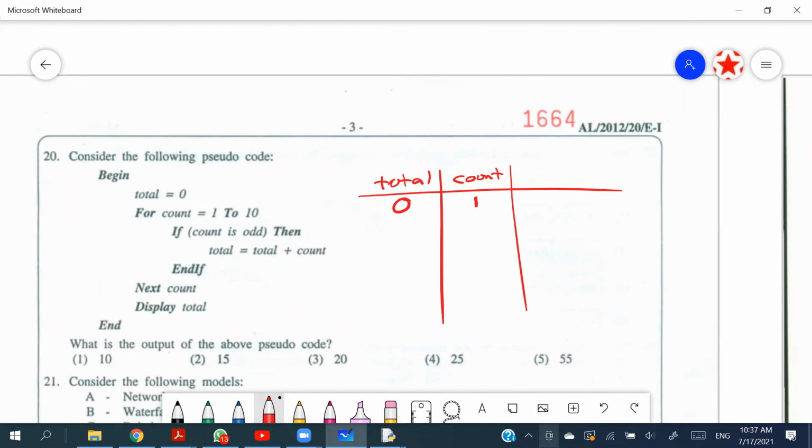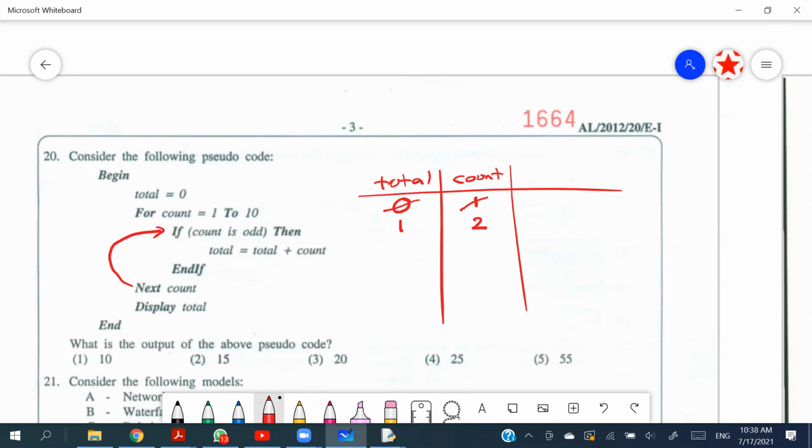So it says if count is odd, that means this count value is odd. For the moment it is odd. Then it says total equals total plus count. So 0 plus 1 will happen. Total is 0 for the moment, count is 1, so 0 plus 1 is 1. So total becomes 1. So it ends. Then the next count happens, so count will become 2.